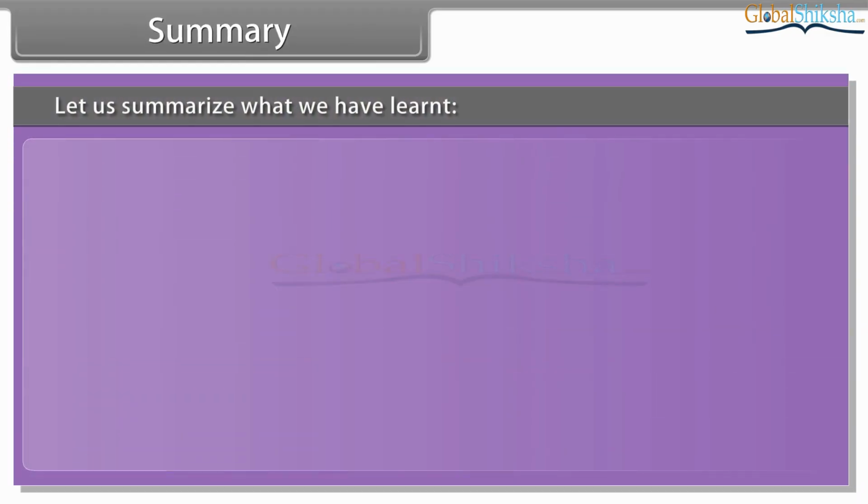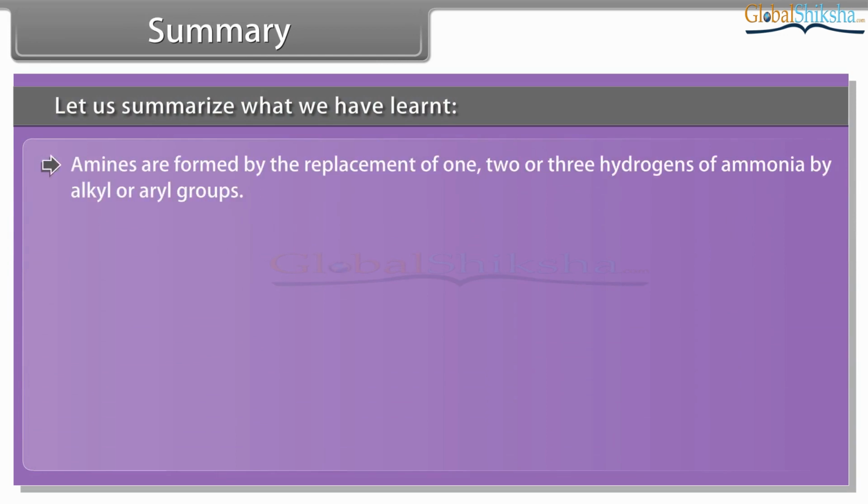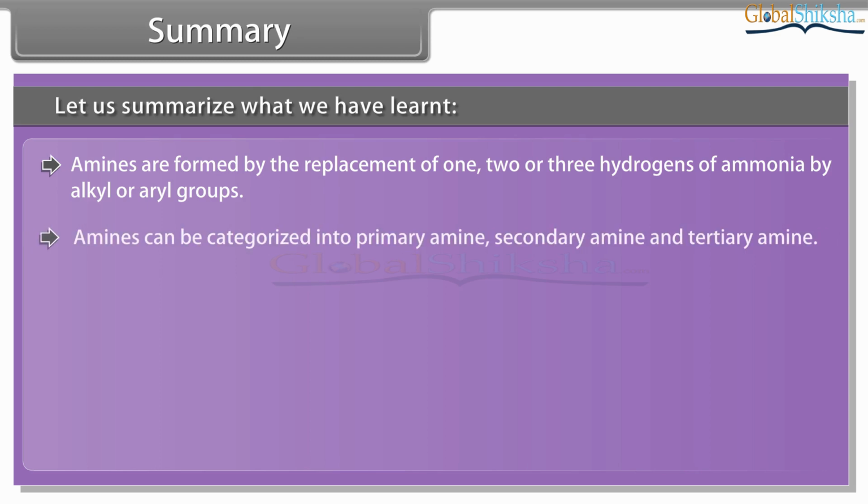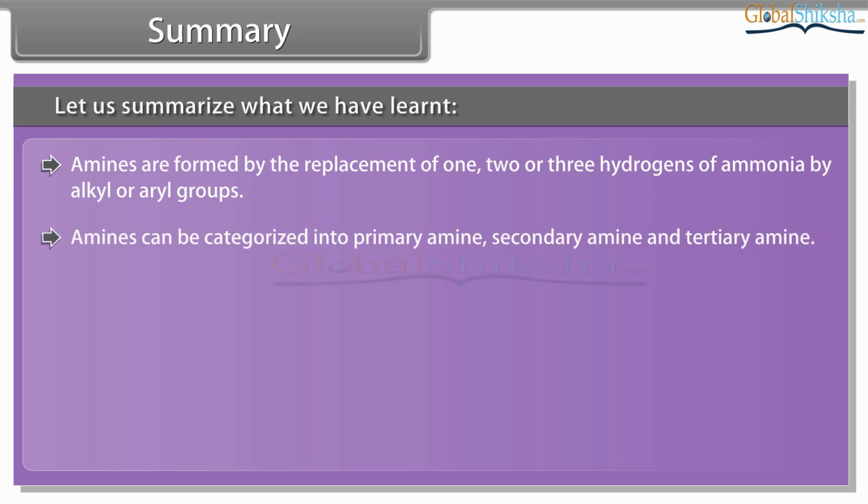Summary. Let us summarize what we have learned. Amines are formed by the replacement of 1, 2 or 3 hydrogens of ammonia by alkyl or aryl groups. Amines can be categorized into primary amines, secondary amines and tertiary amines.